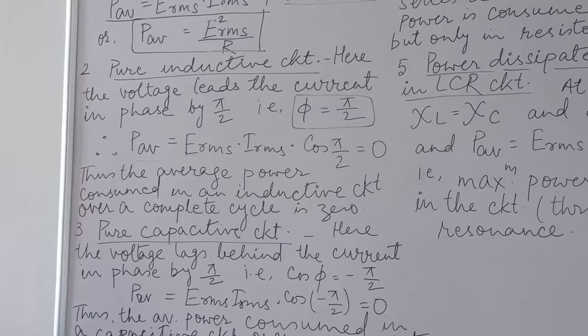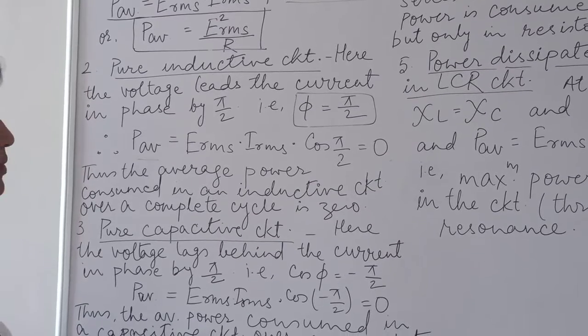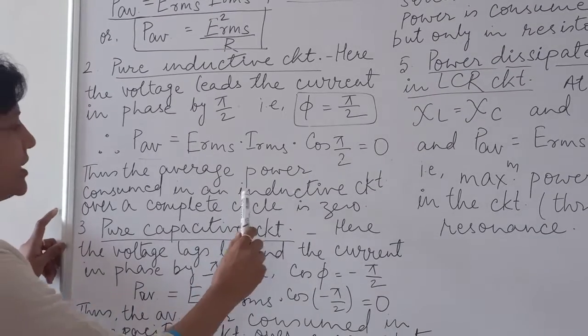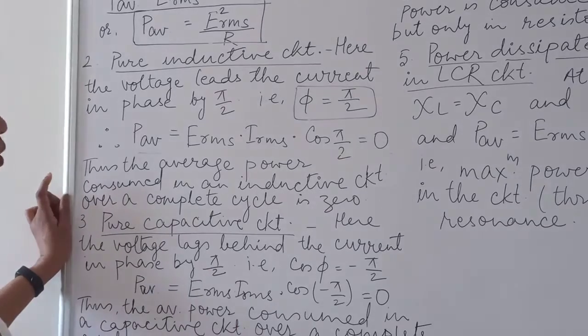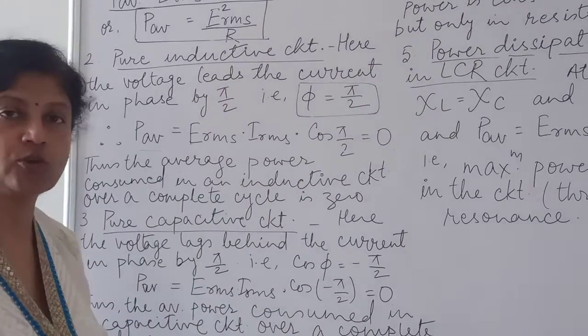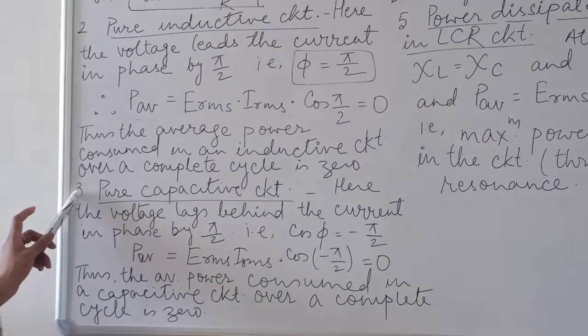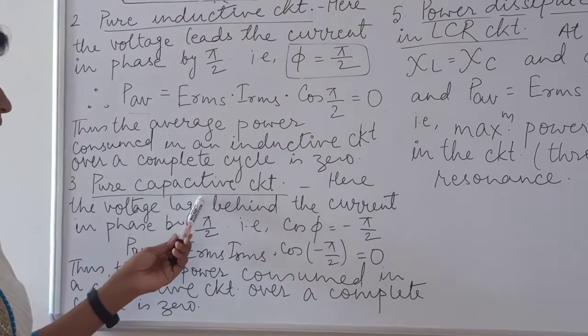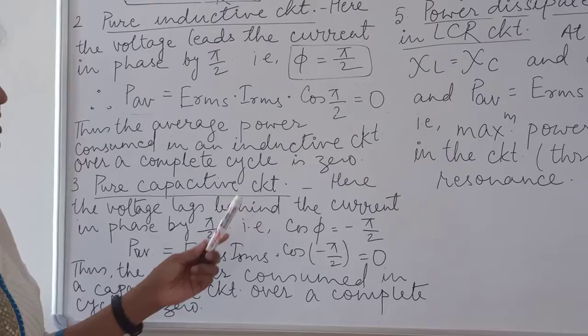Thus, the average power consumed in an inductive circuit over a complete cycle is 0. Number 3, pure capacitive circuit.